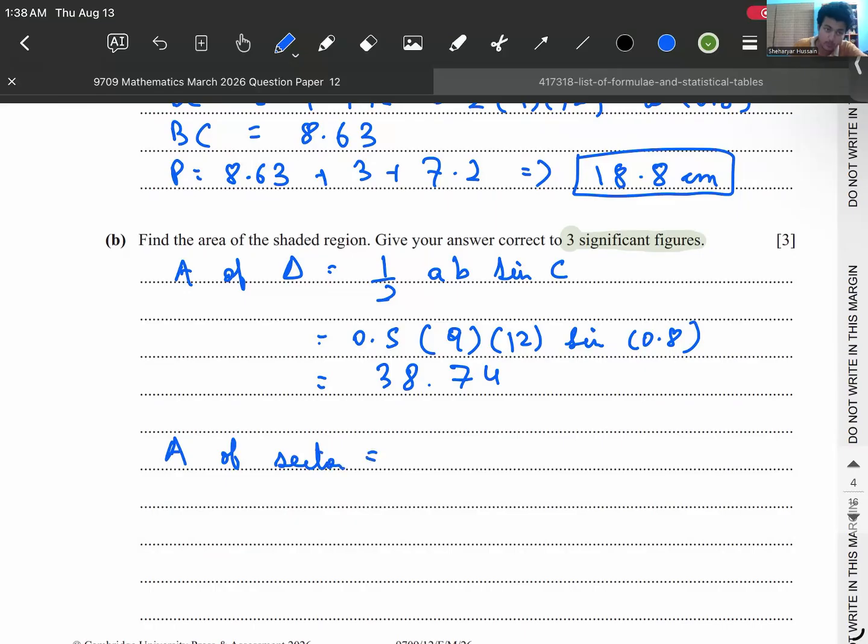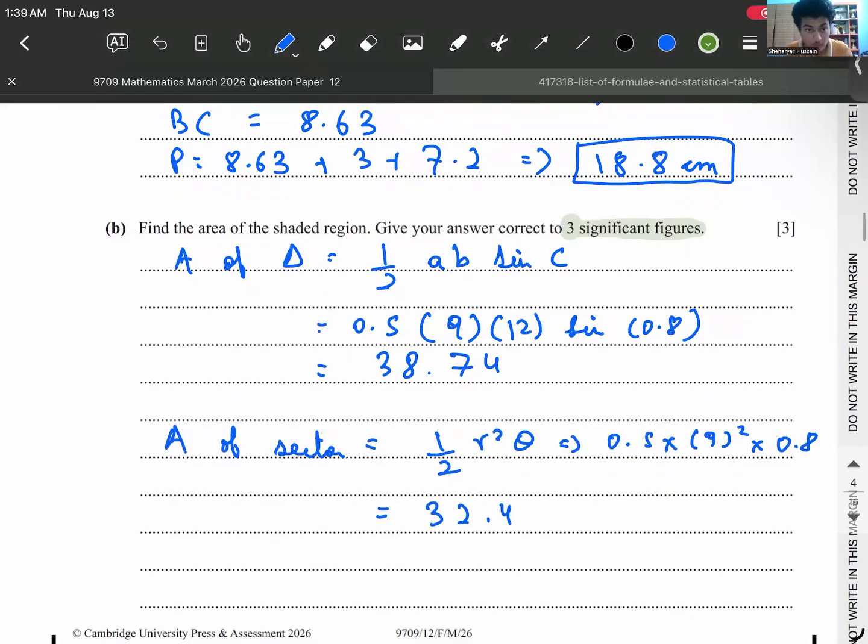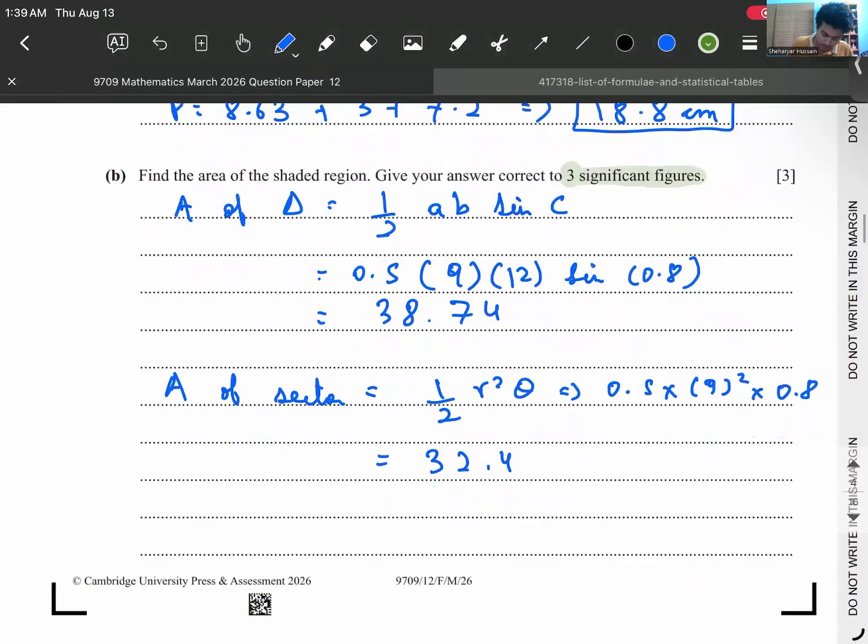And that is just going to be half times r squared theta. So this is 0.5 times 9 squared times theta, or rather 0.8. Plugging this into the calculator, we get 32.4. There is no extra thing, there's no four significant figures to this. It ends over here.